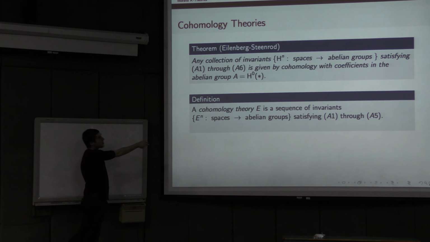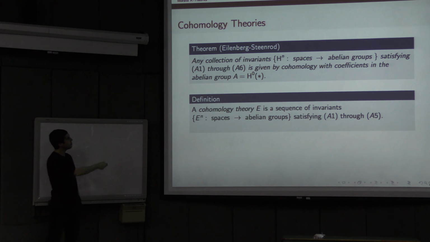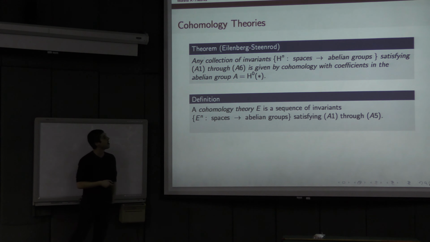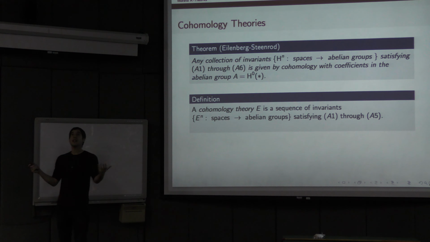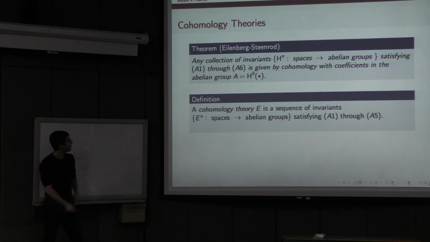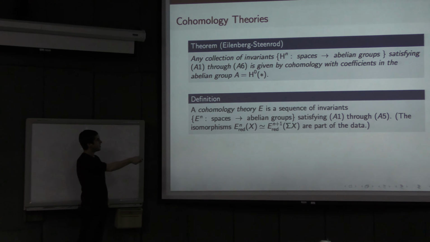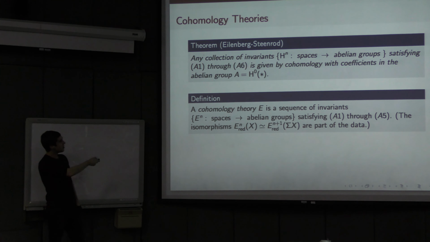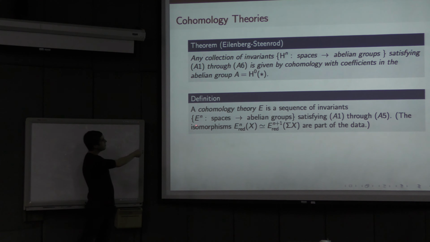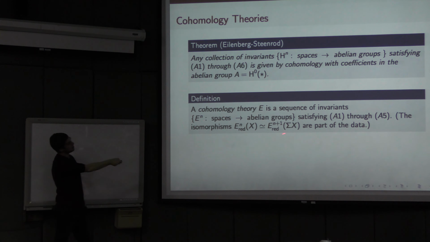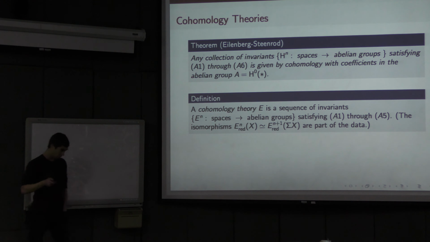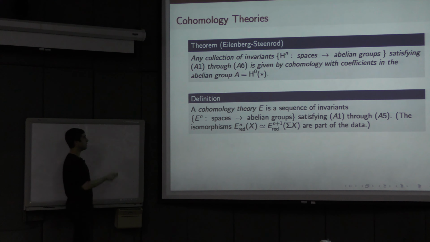A cohomology theory is an invariant of topological spaces that satisfies the first 5 axioms that I listed, not necessarily the dimension axiom. And as mentioned earlier, really we should say a cohomology theory is not just these invariants individually, but also the data of these suspension isomorphisms. Those are part of the data rather than a condition.